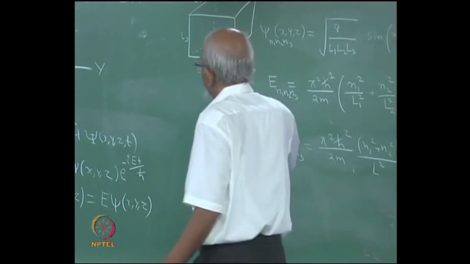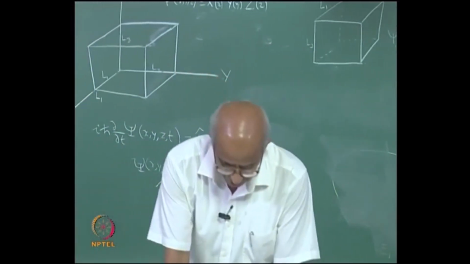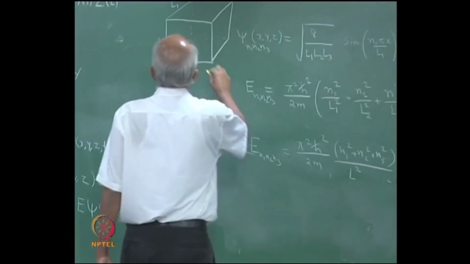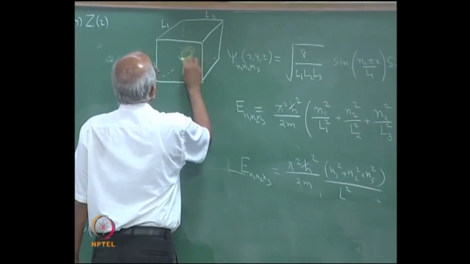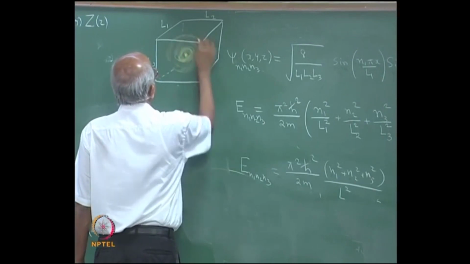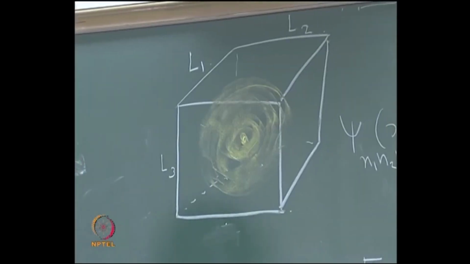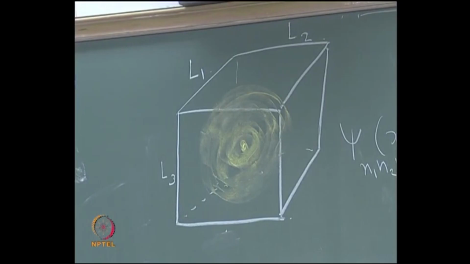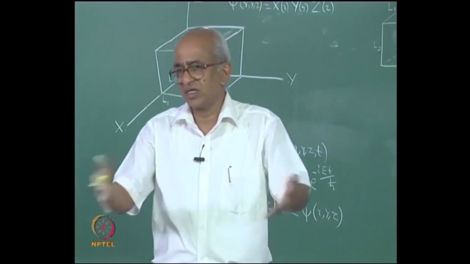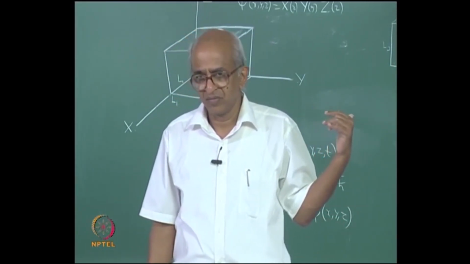So, if you wanted to represent this wave function, how will you represent it? Well, the only way in which I can represent this function is to use shading. The maximum value of the function is right at the center of the box, where it will have the largest value. As you go away from the center, the function will go on decreasing, and eventually at the surface of the box the function will become 0. That is how this function will be.